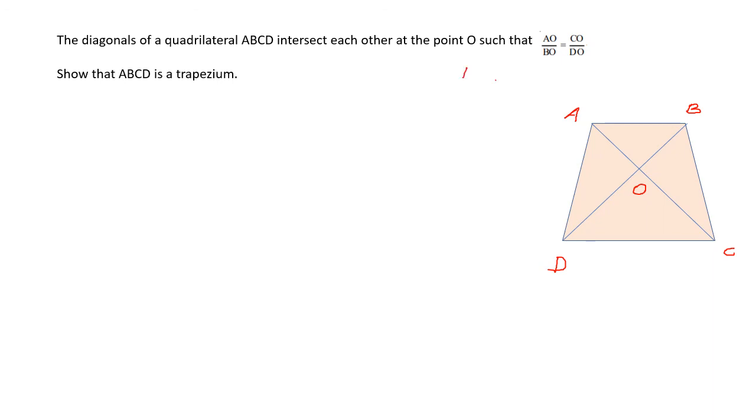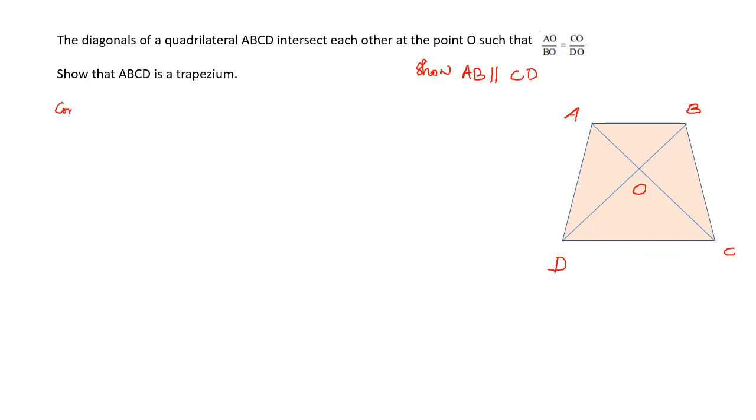We have to show that AB is parallel to CD. If we show AB is parallel to CD, then we can say that it is a trapezium. Now how are we going to show it? We don't have anything here, no parallel lines, nothing to show using BPT. So what are we going to do?